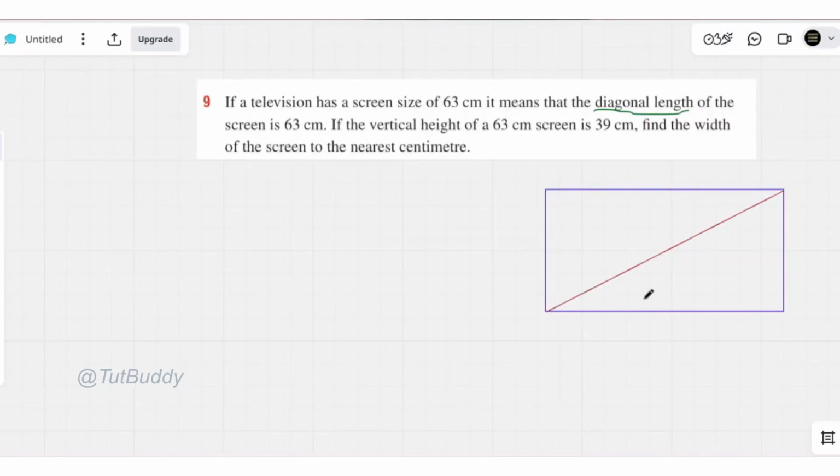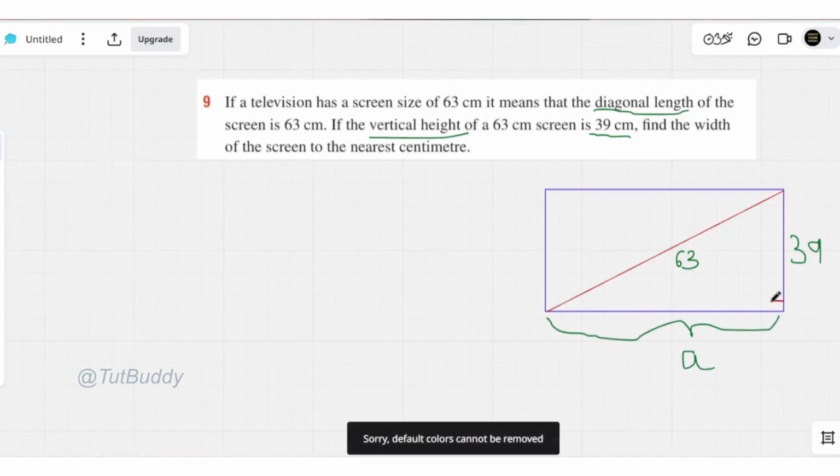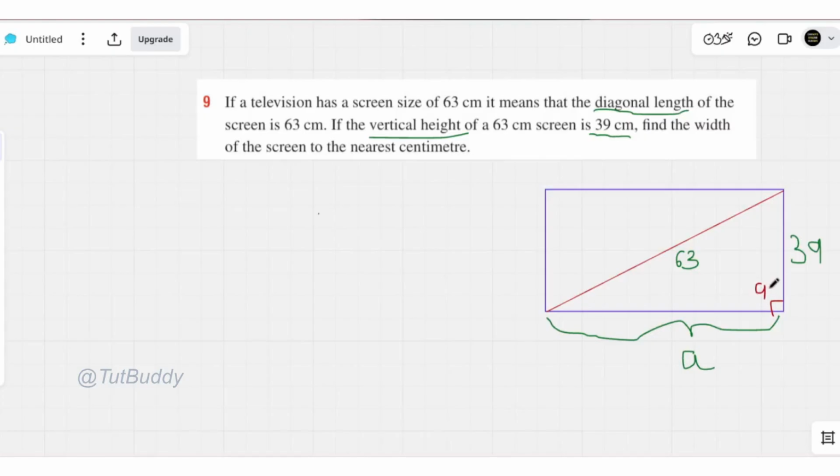This time, it's about a television screen. The question says, the TV size, which is the diagonal, is 63 inches. The vertical height of the TV is 39 inches, and we are asked to find the width of the TV. Since the vertical and horizontal sides are perpendicular, we again have a right-angled triangle. Let's call it triangle ABC.